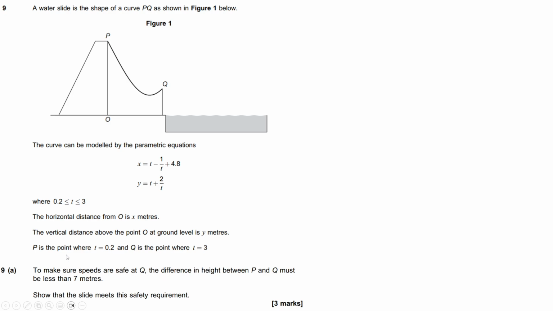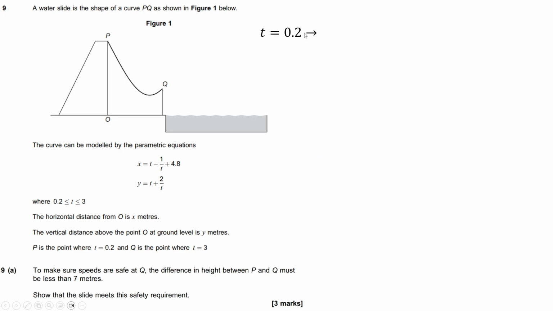So we've got parametric equations here. Most of this is actually waffle. We don't really need to read all of this just yet. But we just want to show that the height between P and Q is less than 7 meters. Now P is just when T equals 0.2 and Q is when T equals 3.